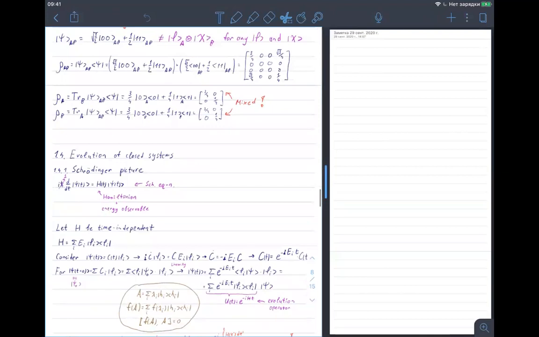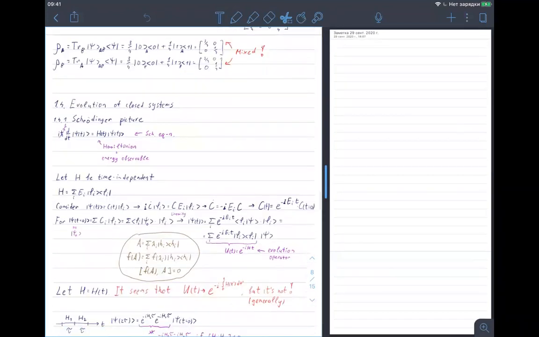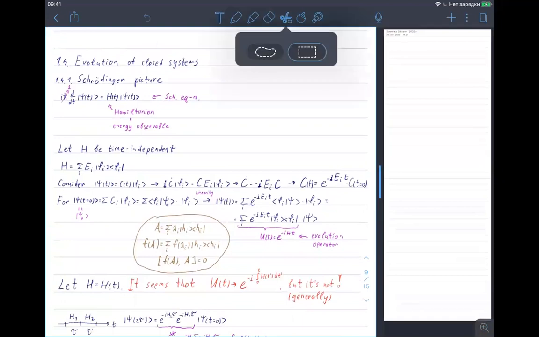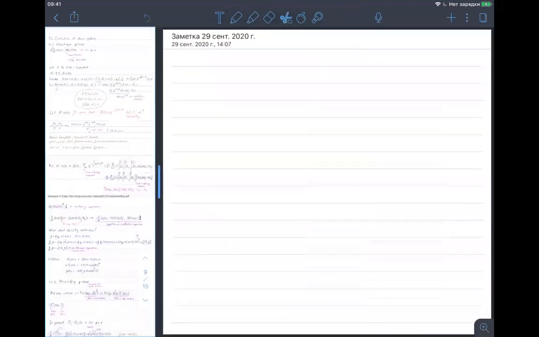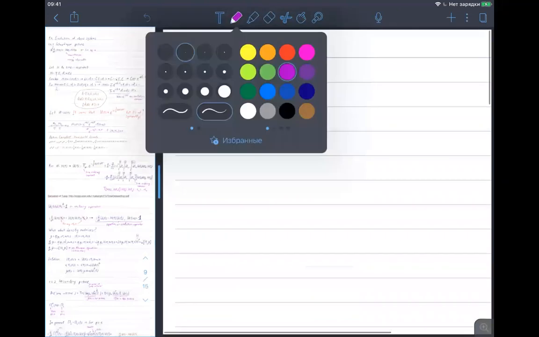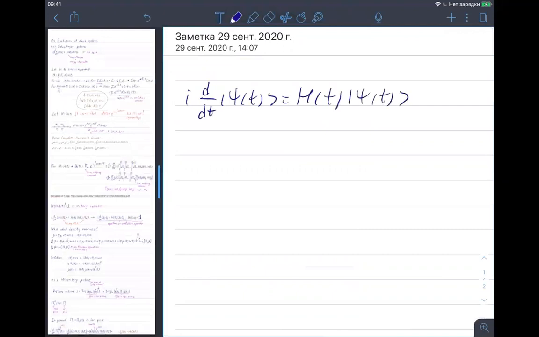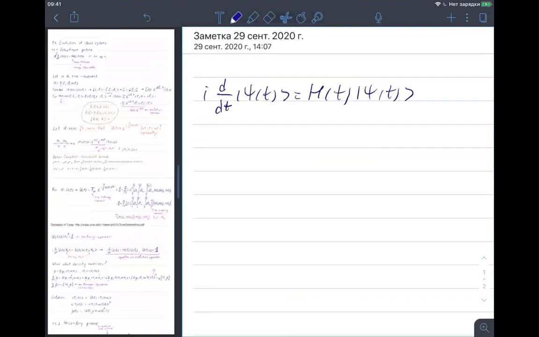In our previous meeting, we discussed the Schrödinger picture. The Schrödinger picture is a story about the evolution of a quantum state with some Hamiltonian, and the basic equation, as you remember, was i d over dt of psi of t, with some Hamiltonian, and in the general case, this Hamiltonian depends on time.